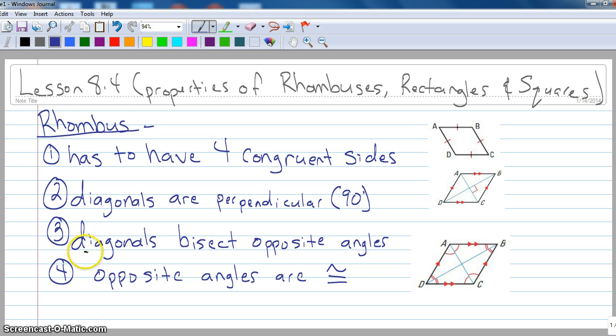Now number 3. The diagonals bisect opposite angles. Remember, bisect means to cut in half. So the angles are cut in half. So let's say A was 60, each of these is now 30. If D was 80, then each of these pieces is now 40. That's what it means to bisect. Right? So again, if this was 60 degrees, then this piece here is 30, and that one's 30. Just FYI.